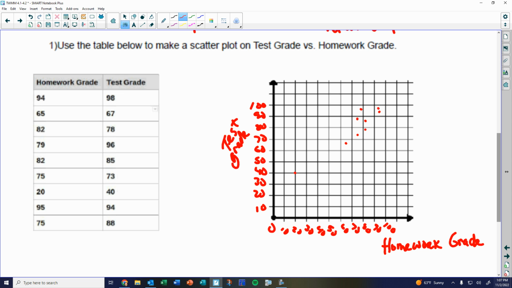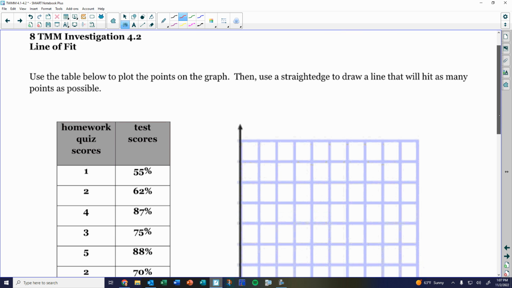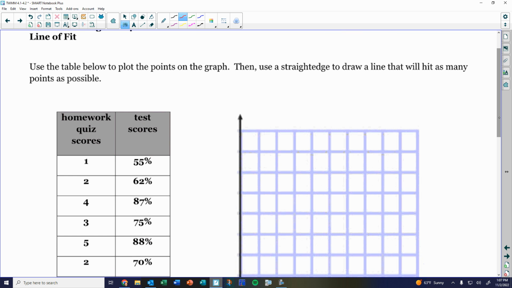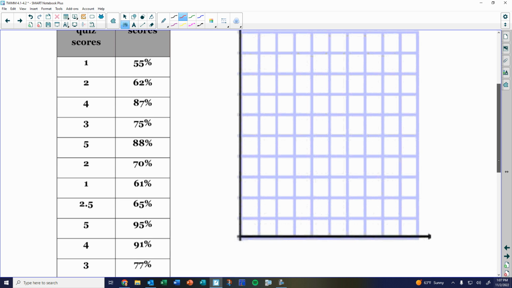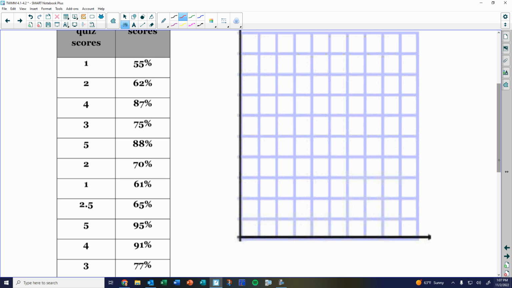It's called line of best fit. Remember back when we had equations and we had to make an equation of a straight line? That's going to come back right here. They want us to graph these points on the graph and then draw a line to hit as many points as possible. So if I go to graph this, homework quiz scores will go right here, test scores right here. So the percentages, if we go up by 10, we're good. So we're going to make the scatter plot.